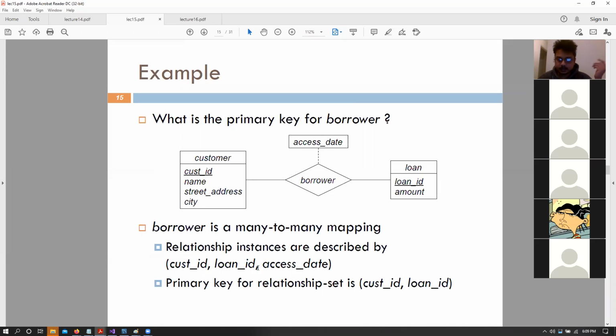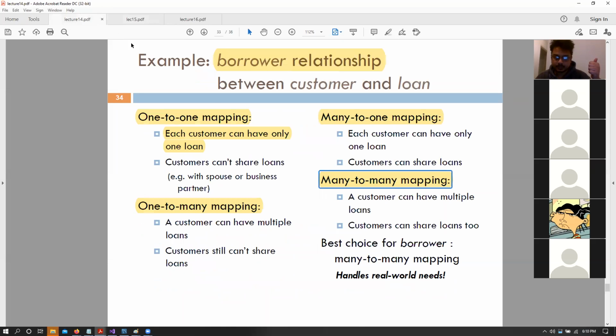In case of borrower, as I said, since it's a many-to-many mapping, we would have customer ID and loan ID both together as our primary key for the borrower relationship. And we would then have access date as an additional attribute for our borrower. Okay. Any questions up to now? Do you understand what becomes a primary key depending upon the mapping cardinality?